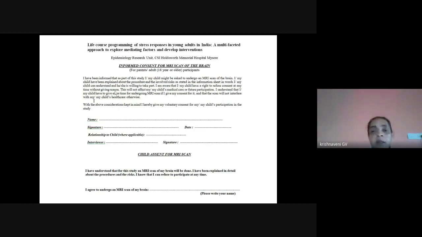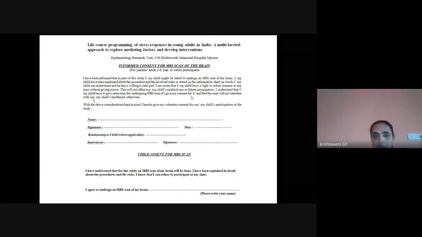Please keep in mind, this sentence is very important. They should understand that they can refuse consent at any time without giving reasons. Moving on. This will not affect my medical care or future participation. I understand that I have to give extra time for undergoing this assessment, and I give them my consent for this, and I'll undergo this test. So that's how the consent form reads.